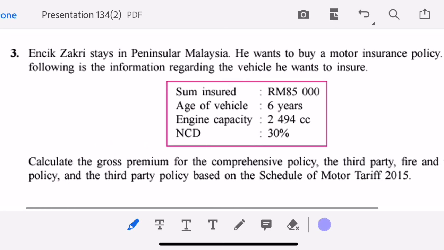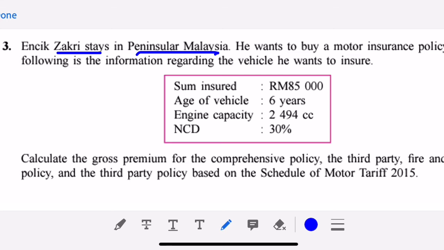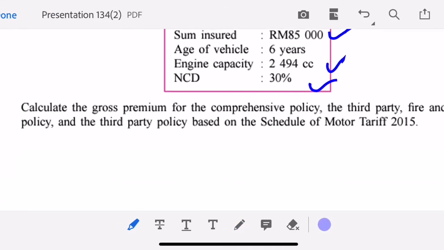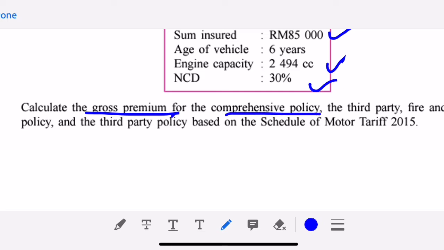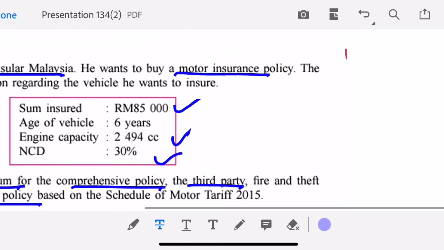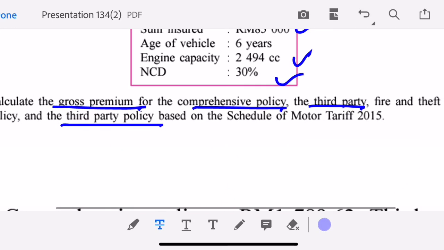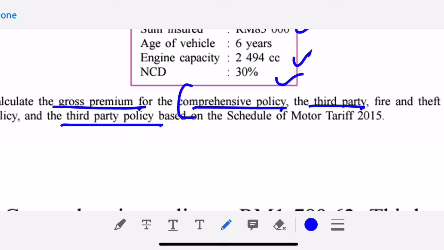So today I will focus on discussing the calculation for motor insurance. Let's say Encik Bakri, whom we read about just now, stays in Peninsular Malaysia. He wants to buy a motor insurance policy, 85,000, 2494, and NCD is 30%. So calculate the gross premium for the three policies, following the schedule. So let's see how to do it. Now let's discuss the comprehensive policy first.